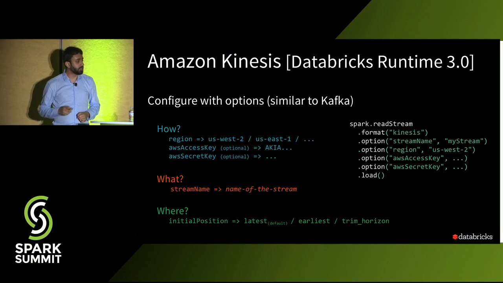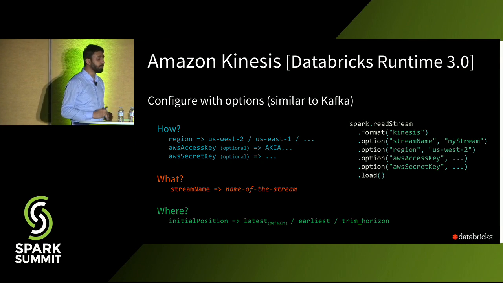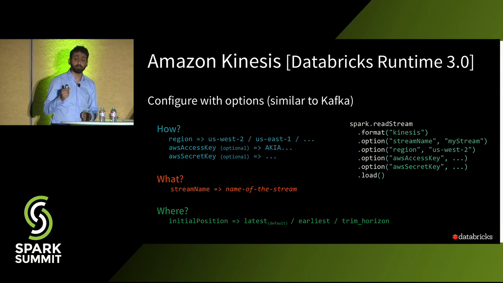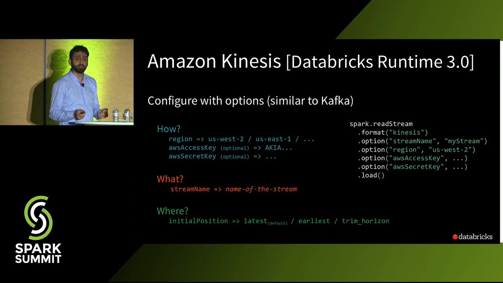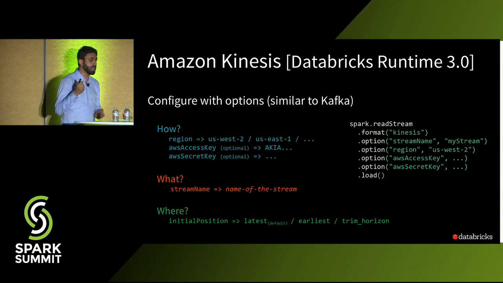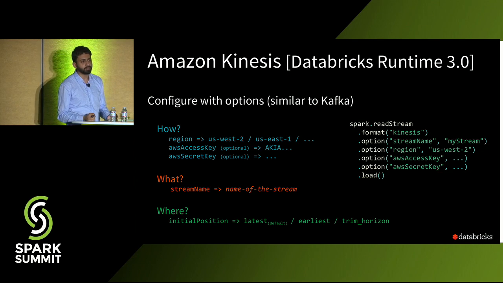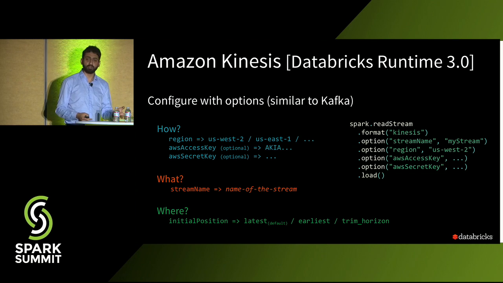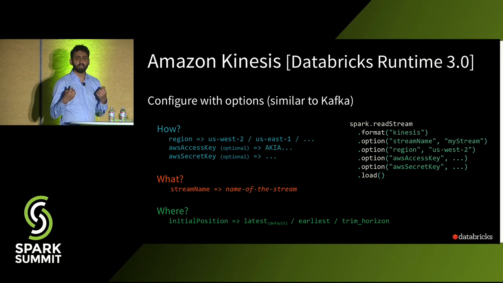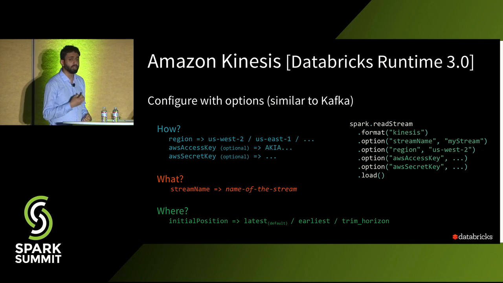Not just Kafka, we have also added support for Amazon Kinesis. This is a Databricks Runtime 3.0 feature, and it is already available on the Databricks platform, so you can try out Kinesis on Databricks. The options are very similar to Kafka. You specify the how, what, and where to read from: latest or earliest, name of the Kinesis stream, your region, AWS keys, etc.